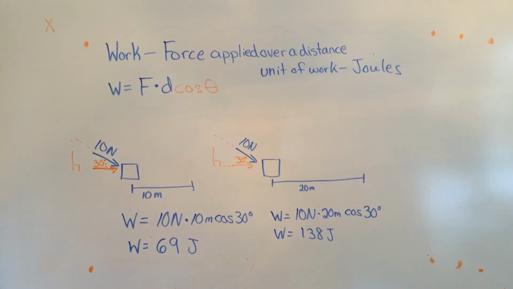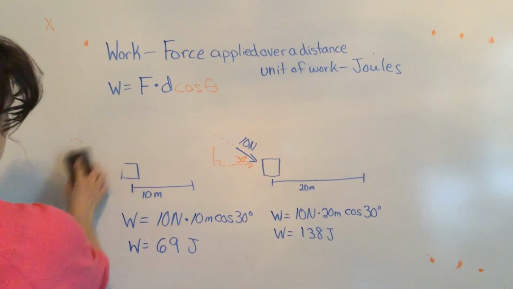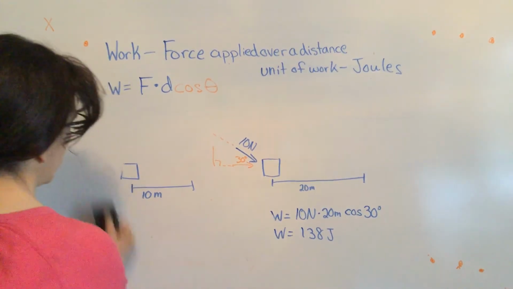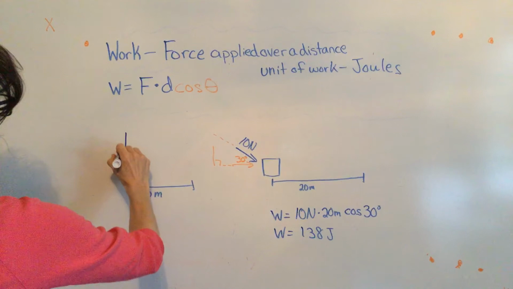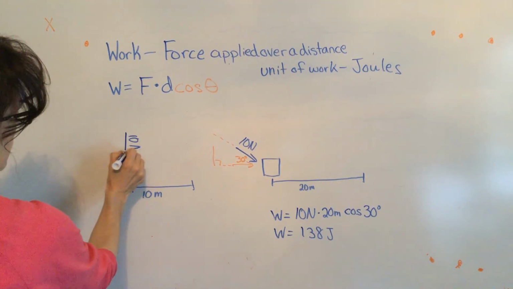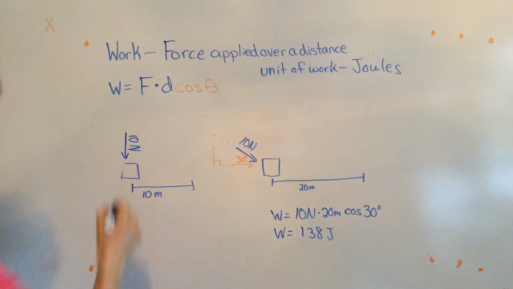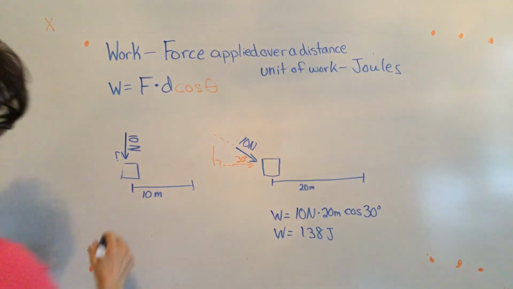Next concept we're going to look at. Just real simple. This will be a question in one of your homeworks. How much work is getting done if the angle, this is 10 newtons, if the angle of the force being applied is a right angle?